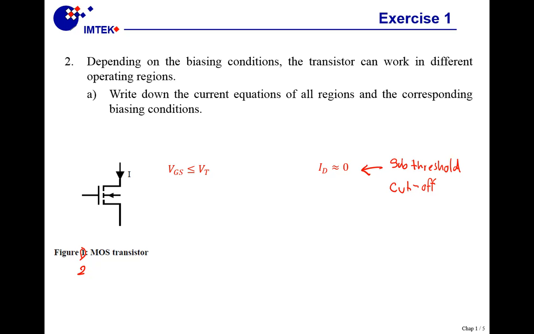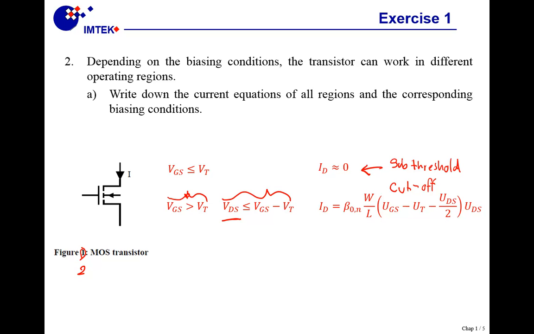The next region: first we have to know if our transistor is on or not. The best way to see it is that VGS is larger than VT. After that, we have an additional constraint: the drain source voltage is smaller or equal to the gate source voltage minus the threshold voltage. When both of these conditions are true, we are operating in the linear region, and the formula for the linear region is this one here.